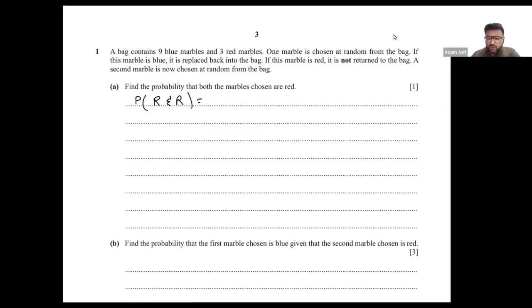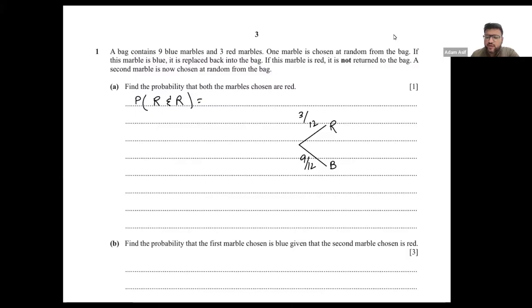So if you want to think of it as a tree diagram, in the first pick, you are going to either pick a red or a blue marble. The probability of picking up a red marble is going to be 3 upon 12. The probability of picking up a blue marble will be 9 upon 12.